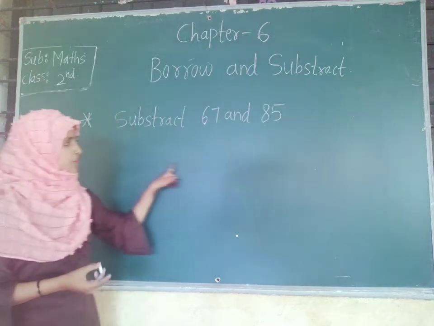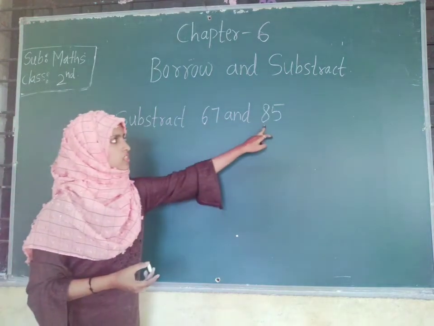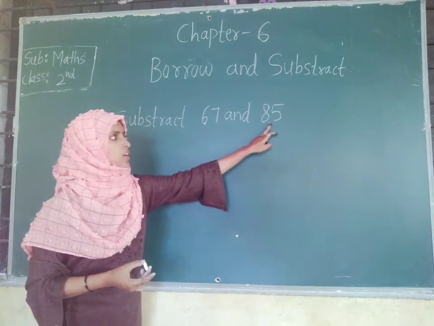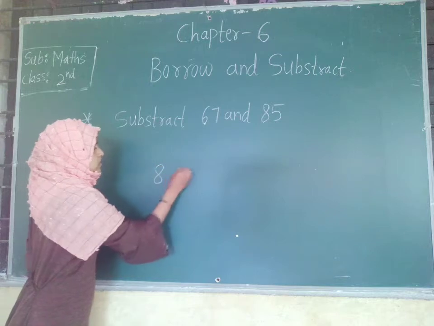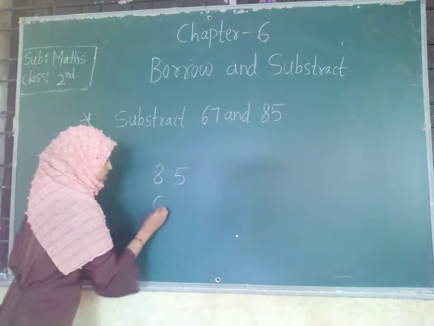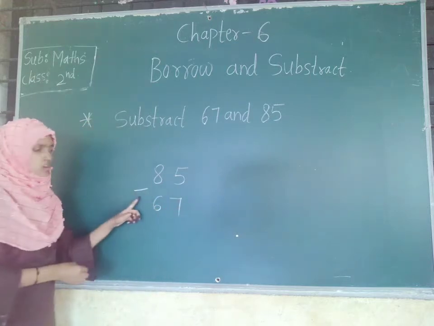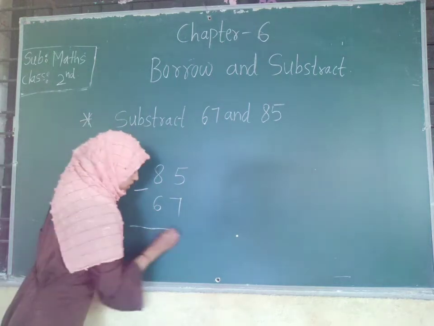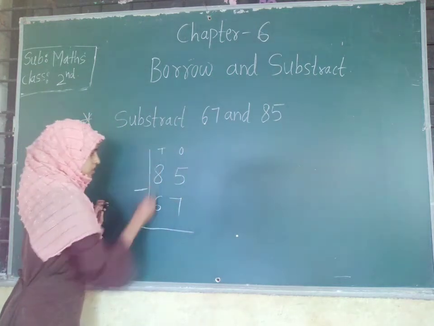That number should be written first, on top. Which is the bigger between these two numbers? 85 is the bigger. So write down 85 first. Next number 67, so write down 67. This is the sign of subtraction. This is the ones place and this is the tens place.